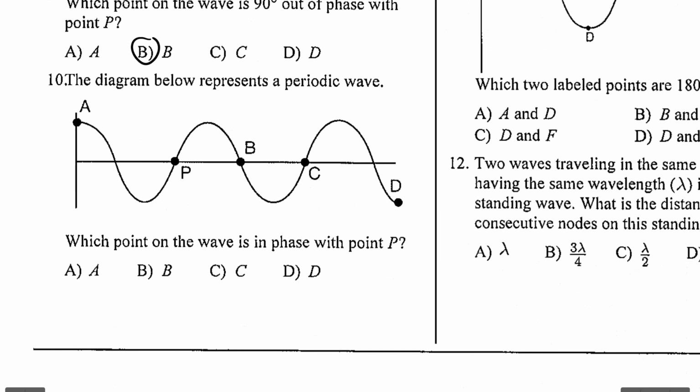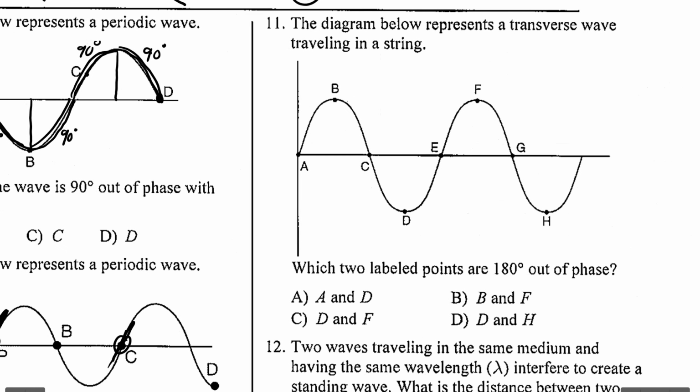Number 10, the diagram below represents a periodic wave, at which point on the wave is in phase with point P. So again, it's at equilibrium and it's like a positive slope. This is at equilibrium and it's negative, so nope. This is at equilibrium and it's positive, so yup, choice C.